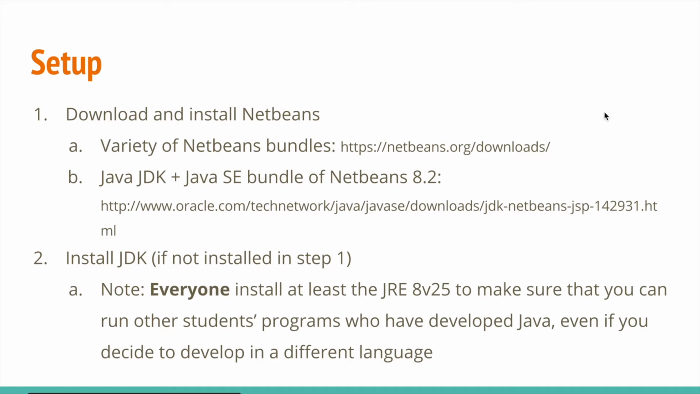There's a couple of different Netbeans bundles that you can download that include other programming languages than Java. So if you want to try those, they are here. But if you just want to go ahead and get set up with Java and Netbeans, there's a link here that will install the Java JDK and the Java SE bundle of Netbeans. And that's the latest version of Netbeans. And everyone should be sure to install the JDK whether you're developing in Java or not. This will ensure that you can run other students' programs who have developed in Java.